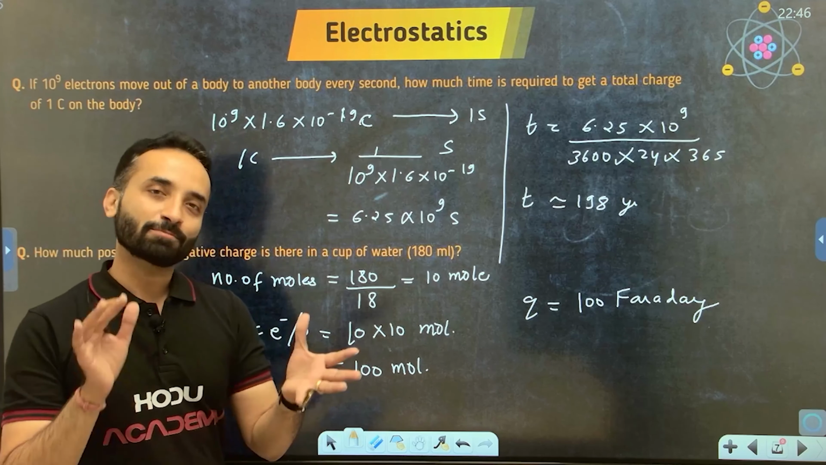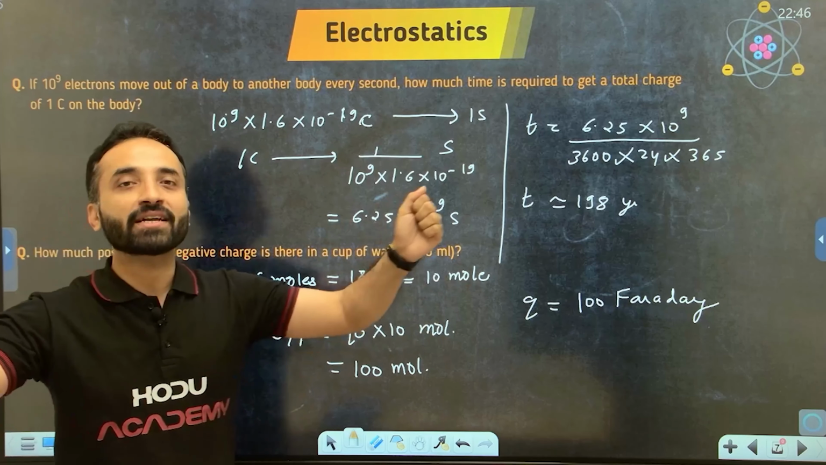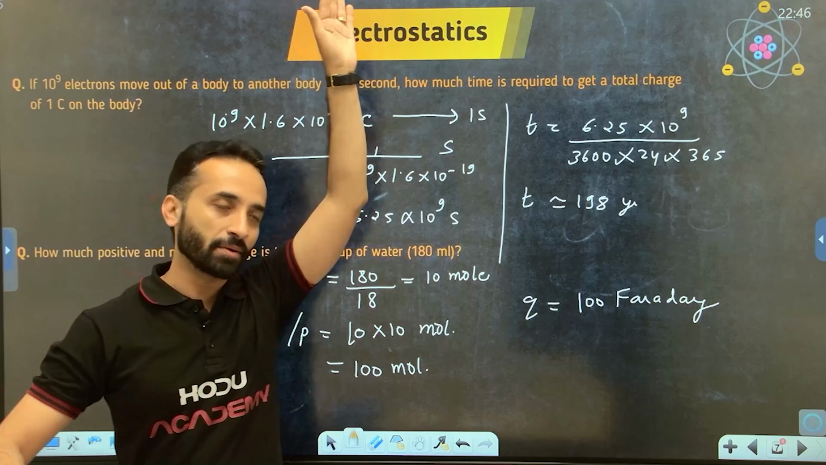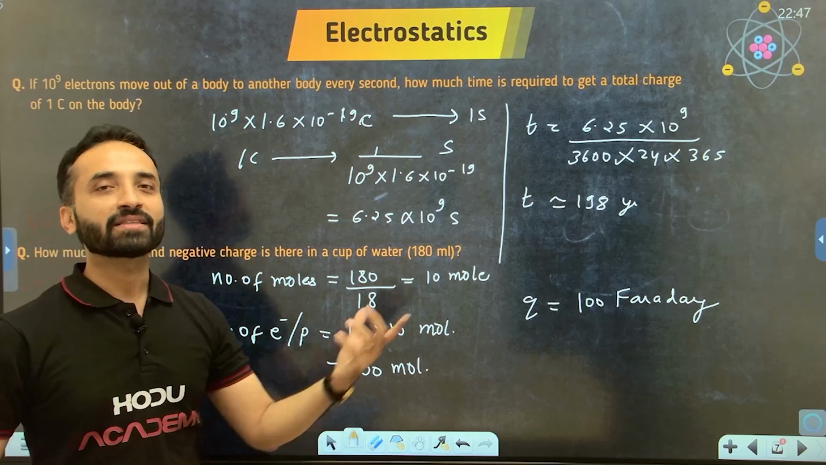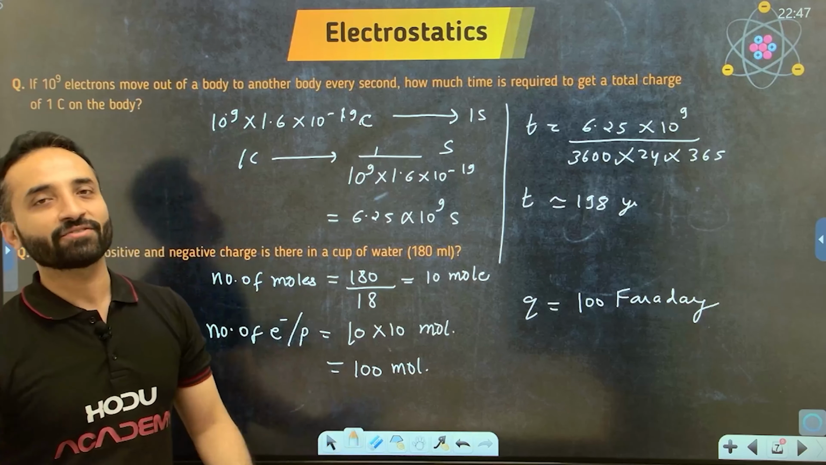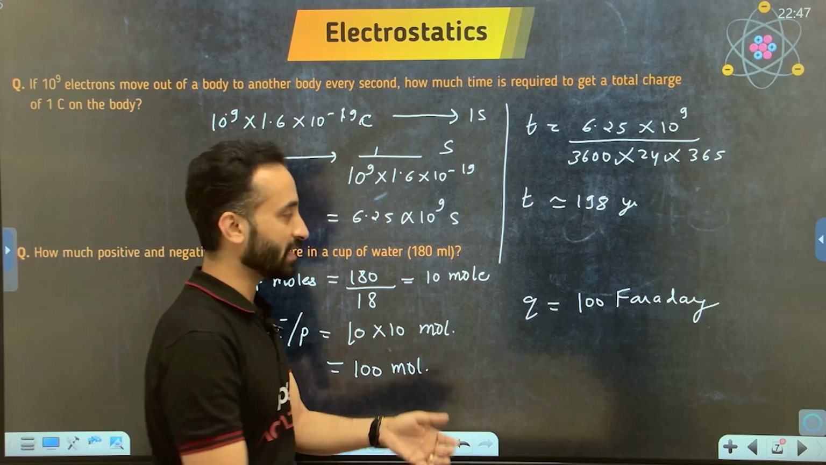Why? Because it's plus and minus combined. You cannot imagine them to be separated. Separated form charge of 1 coulomb is a very big number. But combined form charge of 1 coulomb is very easily available. But this does not count as charge because effectively the net charge is 0. So 100 Faradays approximately, you understand now?